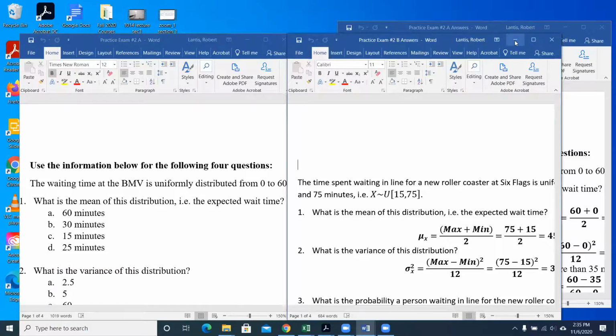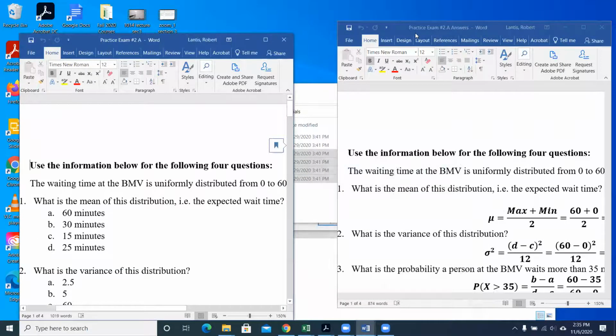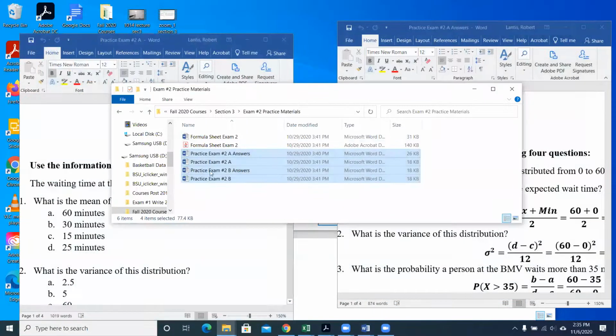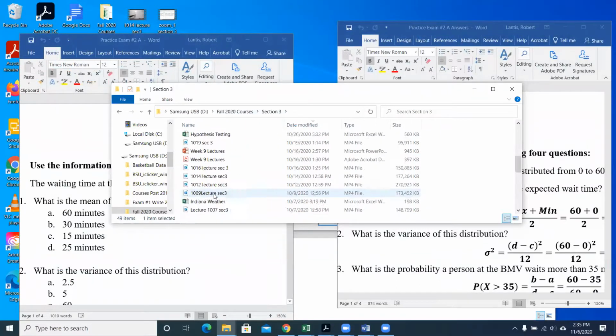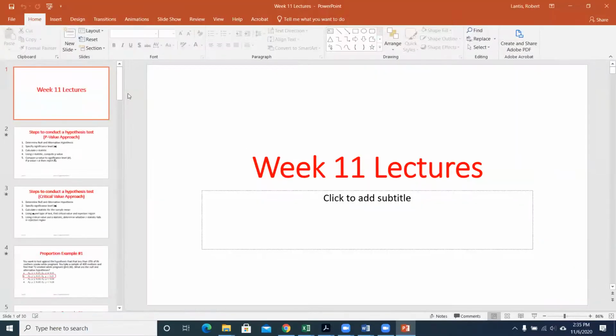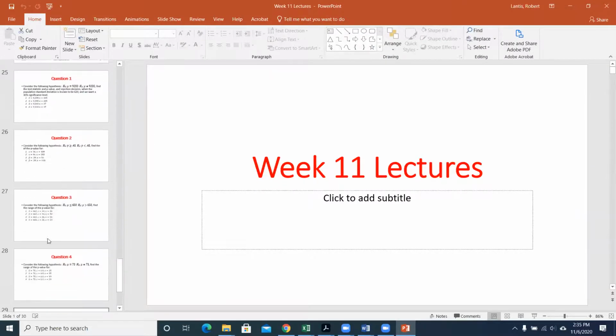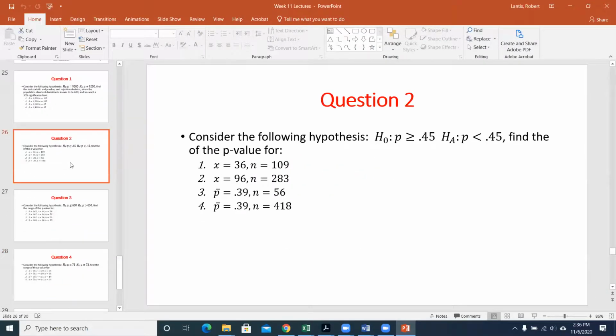Other than that, we went over a lot of hypothesis testing problems and some general discussion on Monday. That's where we looked at the last problems of the week 11 slides. I think we went over 2 and 4, and talked about general discussion of what happens when things like sample sizes increase. That would be a really good thing to review, especially if you're still having some problems on the hypothesis testing portion.